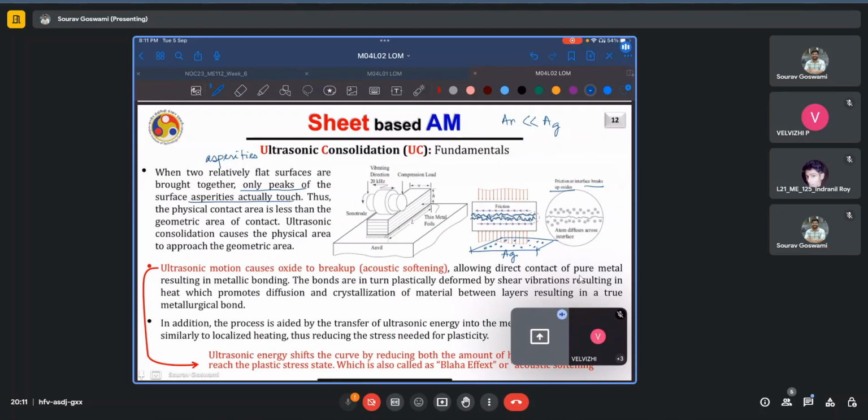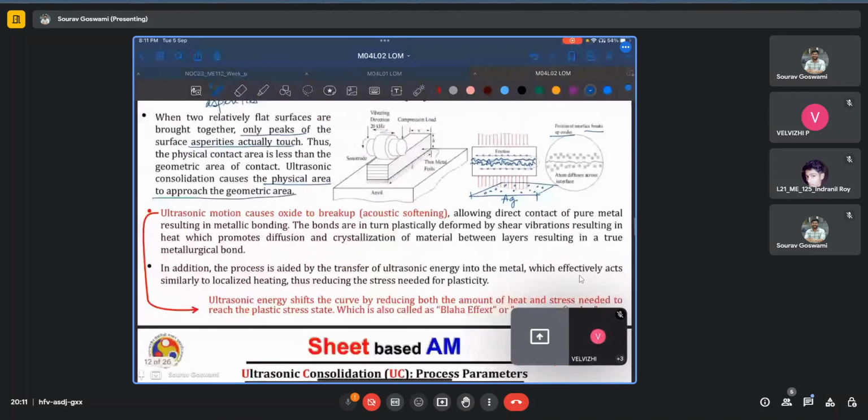With ultrasonic consolidation, we actually make this actual or real area of contact approach the geometric area. And ultrasonic motion causes the oxides to break up through a process called acoustic softening, which allows direct contact between the pure metals, resulting in metallic bonding through atomic diffusion. The bonds are in turn plastically deformed by the shear vibrations, resulting in heat, which promotes diffusion and crystallization of the material between layers. Thus, the bonding is a true metallurgical bond.